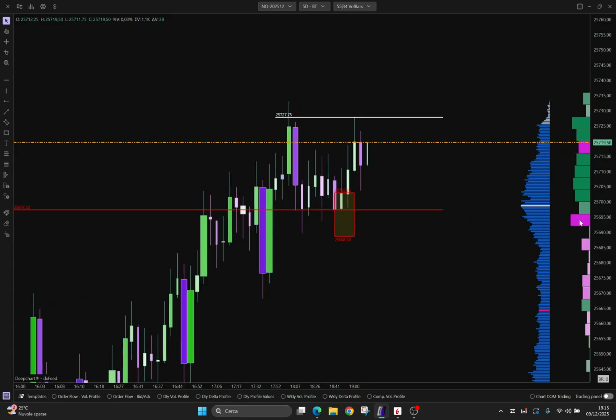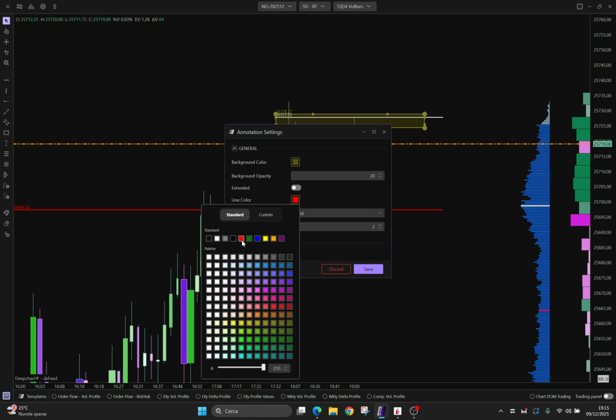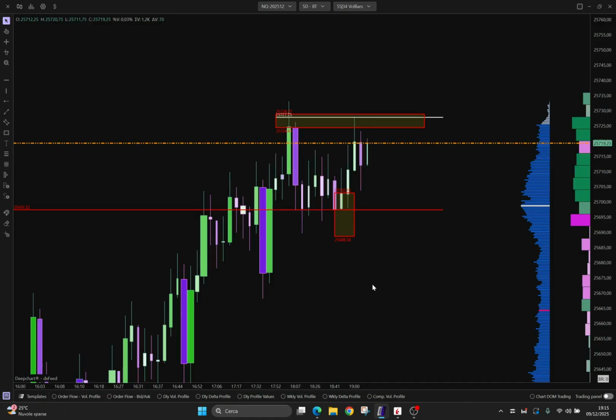It's clear as the sun that this is the absorption of the sellers and this is the absorption of the buyers. So this level is loaded with intention. This is the dealing range. Let's see what we can do.